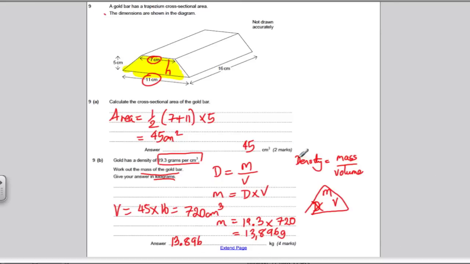Nice easy question, 2 marks and 4 marks, 6 marks, but a very gettable question, especially now if you're remembering what density is all about. Okay, last question now. As always, pause the video, have a go yourself. You can use the formula booklet for the next question, it may help you. So try and work out the volume in the next question. After 10 seconds, I'll go through. Here we go.